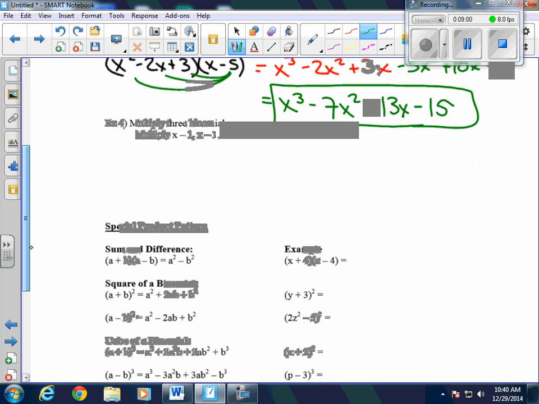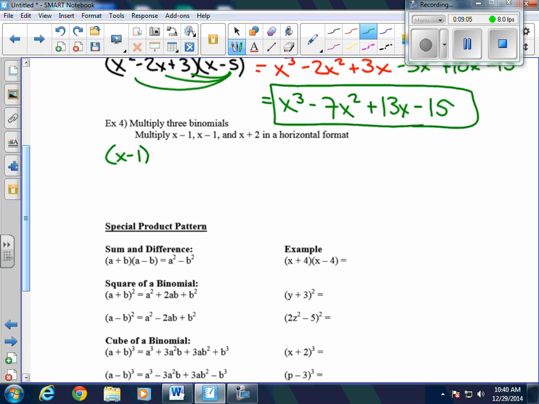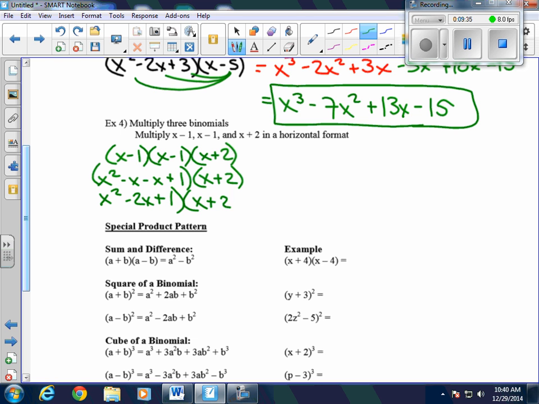Now the next example, example 4, is if we have 3 binomials. Okay, so we're going to have to multiply all 3 of these numbers. Well, the first thing we're going to have to do is FOIL 2 of them. So I'm just going to leave the third one there for now. So if I go, it's going to be x squared minus x plus 1 times x plus 2. I'm going to get x squared minus 2x plus 1 times x plus 2.